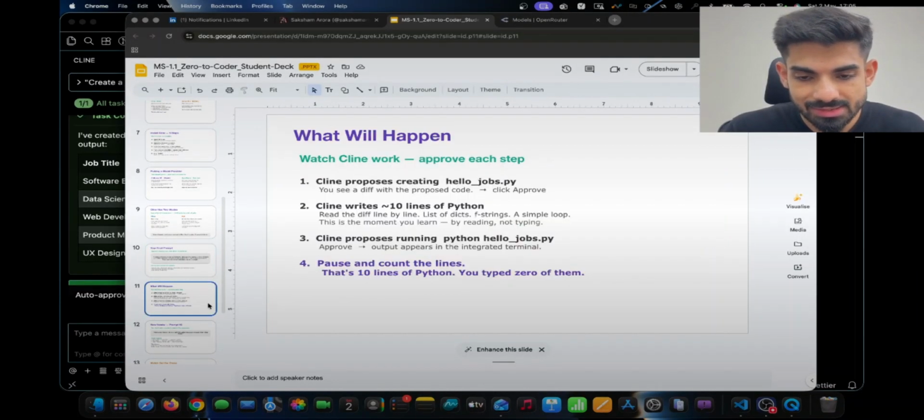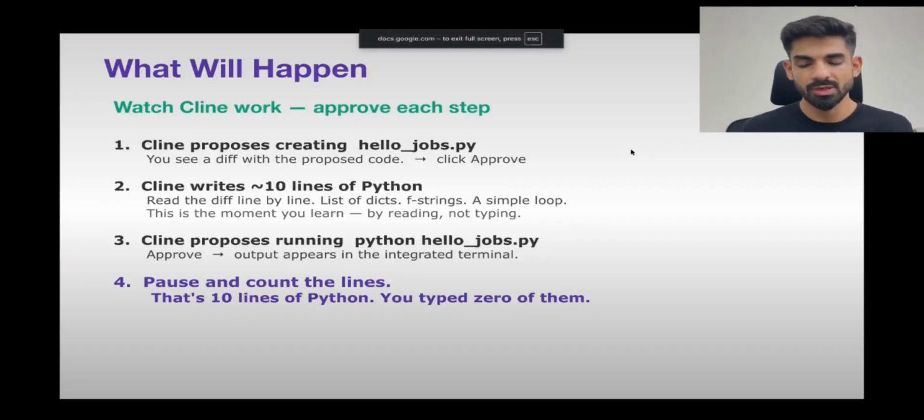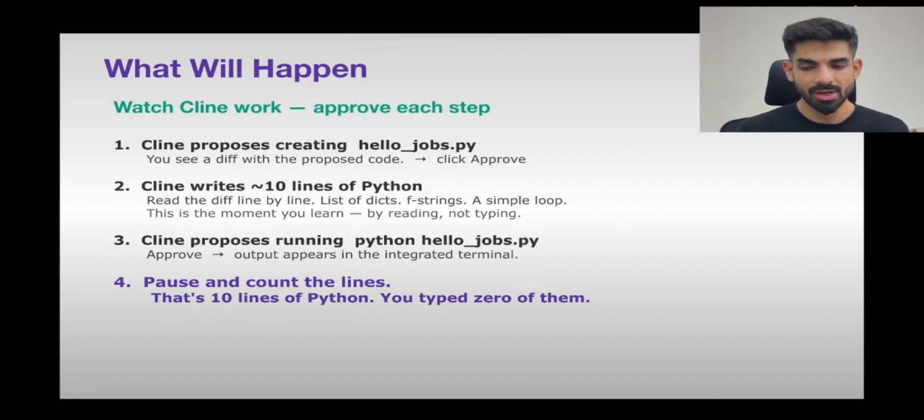So we can see that once we ran this, Cline created a hello jobs Python file. It wrote 10 lines of Python code, and it used everything that it understood. Even if I don't know anything about Python, it automatically wrote everything. It ran that program and is showing me the output as well. So everything is good to go, right? I think this part is clear, and you are able to understand the demo.